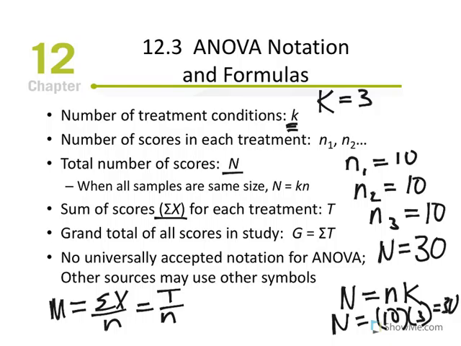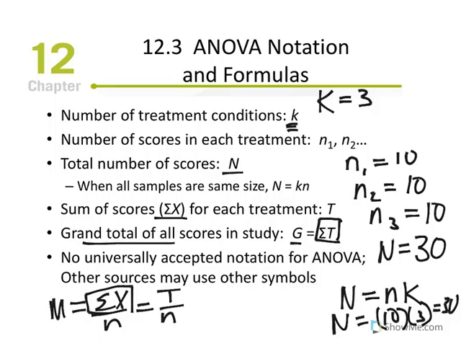The grand total of all scores, so again the sum of scores across all conditions, is now referred to as G. If we want to simplify that, it's simply taking the sum of all our T values, recognizing that T represents the sum of x for each condition. So the sum of x across all conditions is denoted by this capital G variable.